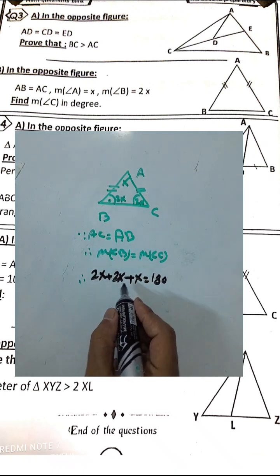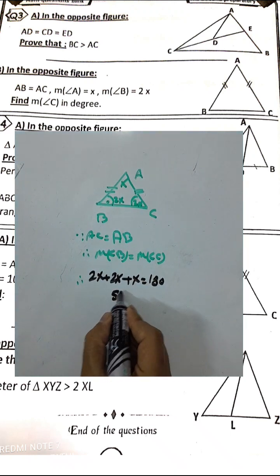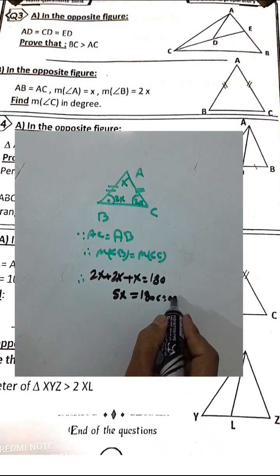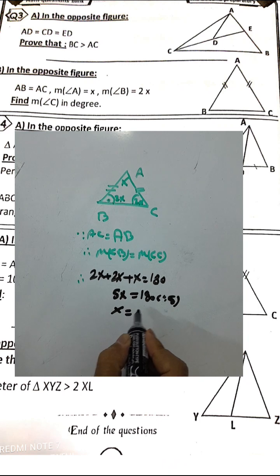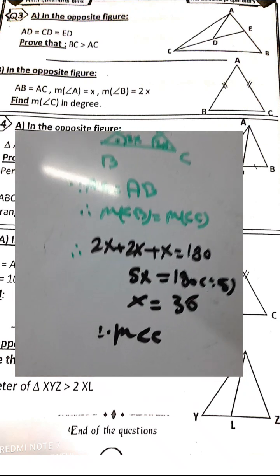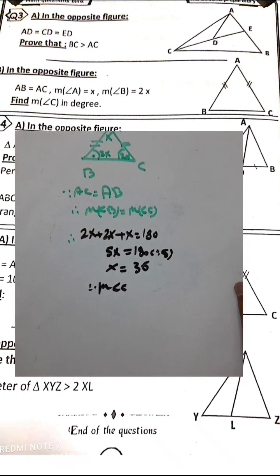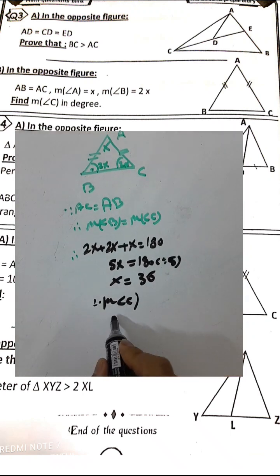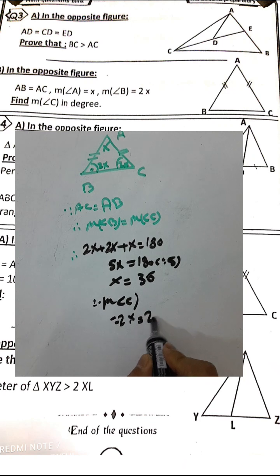3x plus 2 plus 2 is 4 plus 1 is 5, so 5x equals 180, divided by 5, x equals 36. The value of x equals 36. Then the measure of angle C will be twice x. The measure of angle C equals 2x, 2 times 36, it will be 72 degrees.